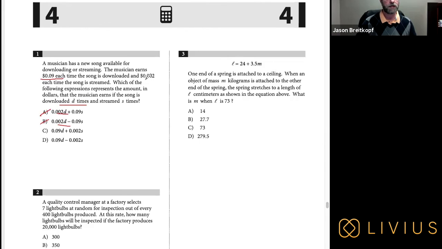So now I'm going to look here at 0.02 cents for each stream. Stream is S, 0.02, 0.02. That's great. Now they both look essentially correct at this point, except there's one big difference: what operation we're doing, adding or subtracting.